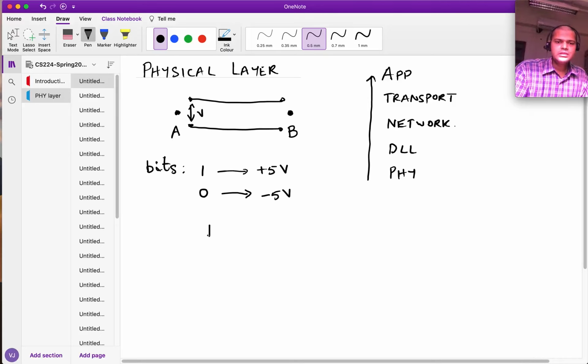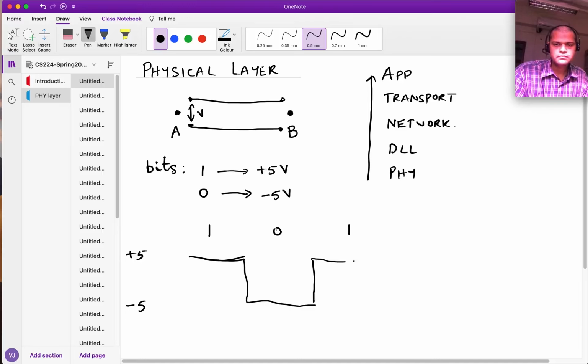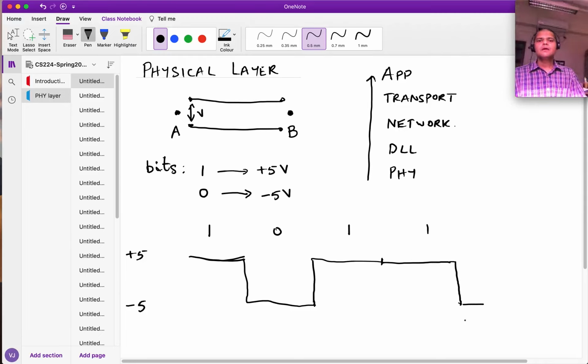So suppose 1s and 0s are sent out. In theory, in an ideal world, we would see plus 5 volts here, minus 5, and we would change the voltage and so on. And let's say there was another 1 and so on, then we would continue at plus 5 volts and so on. Okay, so this seems simple enough, and so it should be easy enough to transmit information, right?